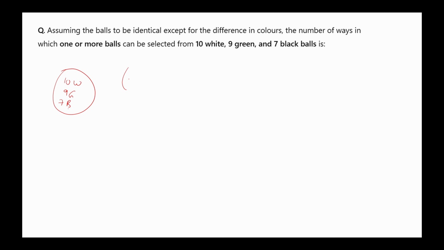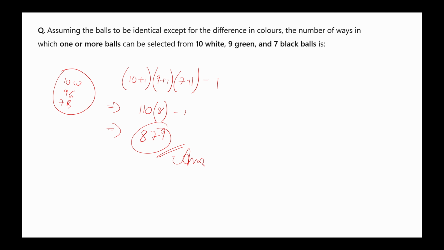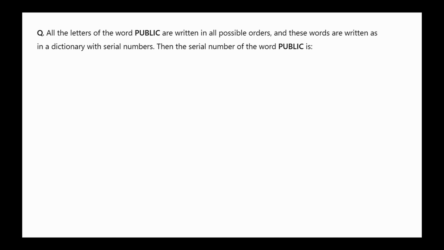Here again, we simply use our formula, which is (10 plus 1)(9 plus 1)(7 plus 1) minus 1, times 2 to the power s. This becomes 0 of course, because there are no different objects inside. This would become 11 into 10, 110, into 8, minus 1. Ultimately this would give us 879 as our answer. Fairly simple. I hope you have understood this. There is nothing much conceptual involved here, simply a formula which we have to use.